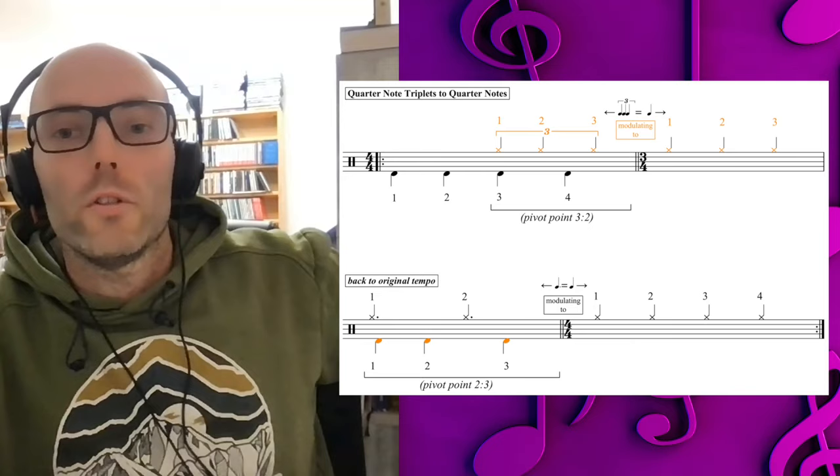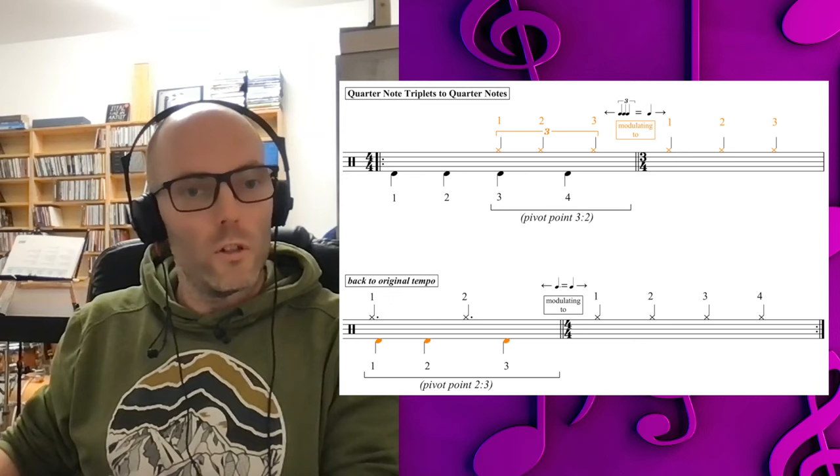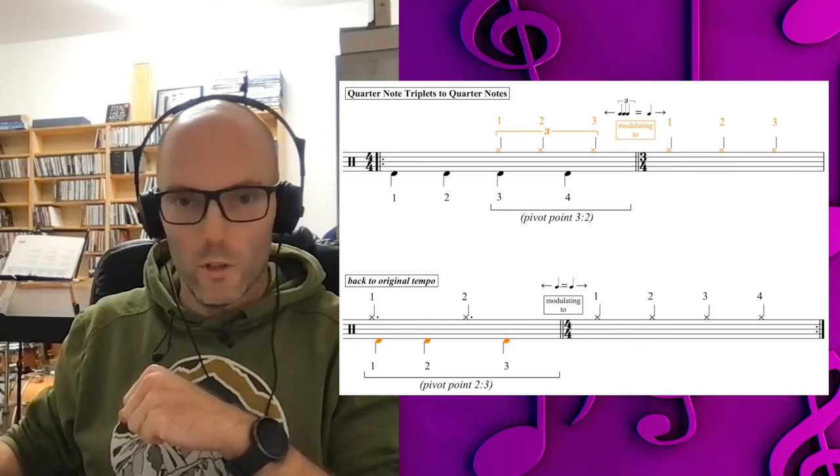So our memorized tempo was like this. 1, 2, 3, 2, 2, 3. 2, 3, 1, 2, 1, 2, 3, 4. 1, 2, 3, 4. And here we are, back home to the original tempo.